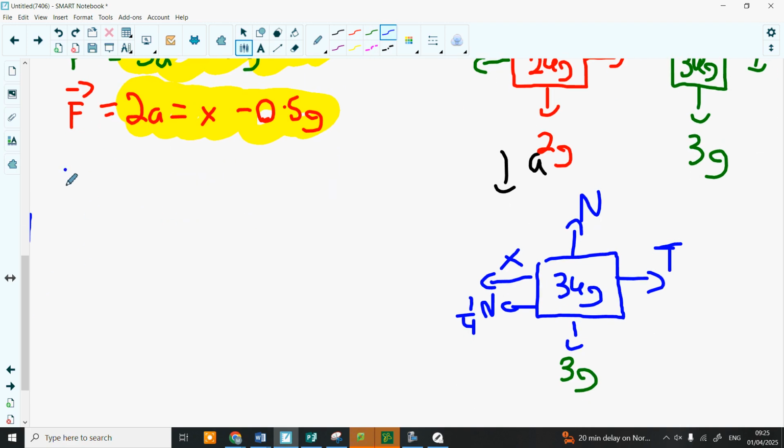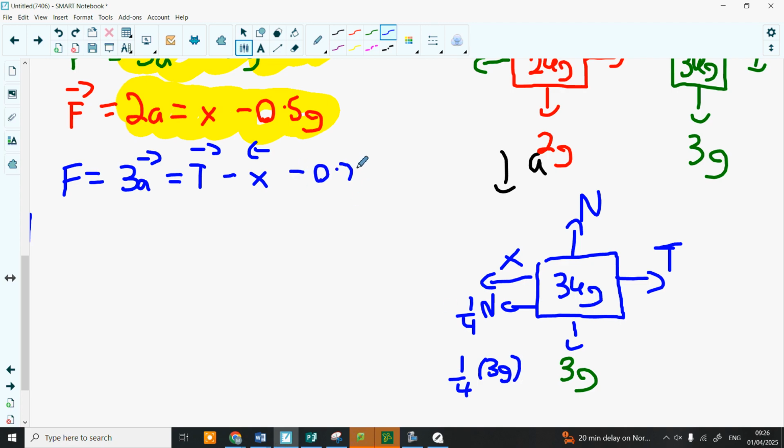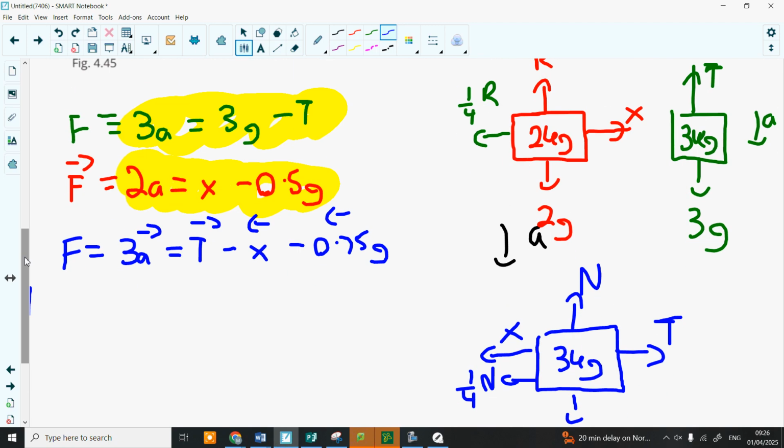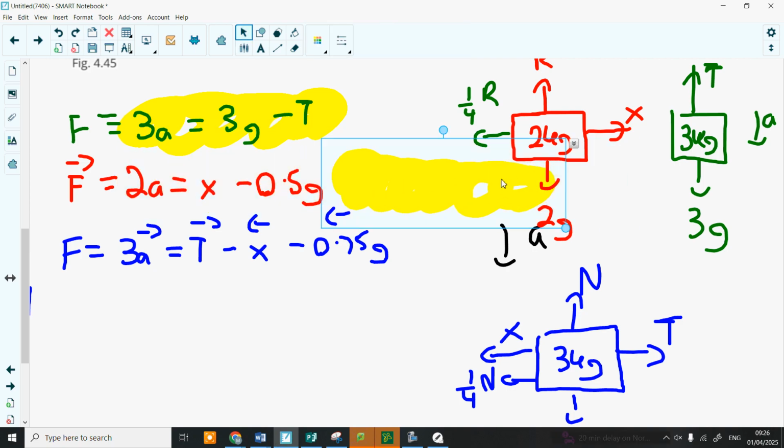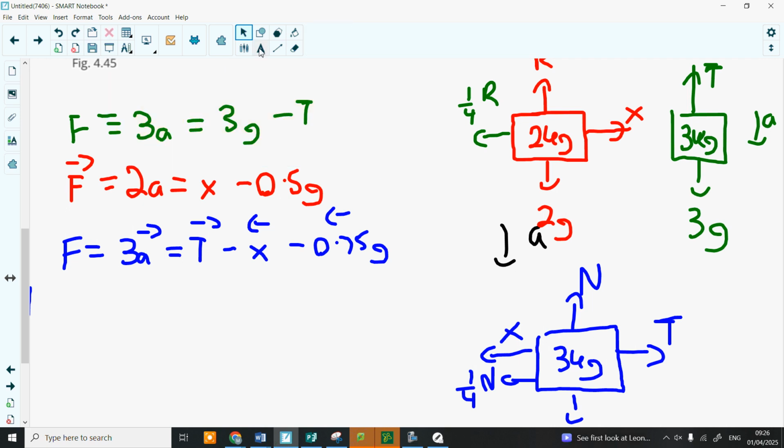So what do we get here, guys? Would you all agree with 3a going to the right? Who's leading that? T minus. I did minus X already. 1/4 N, but 1/4 of, which is minus 0.25. You okay with that? Now we're going to do the same technique we did last time. What letters do you want me to sort of isolate? Well, yeah, let's get x and t on their own.